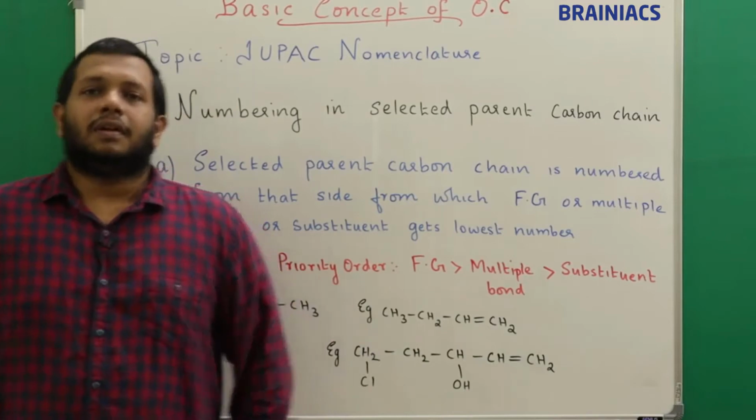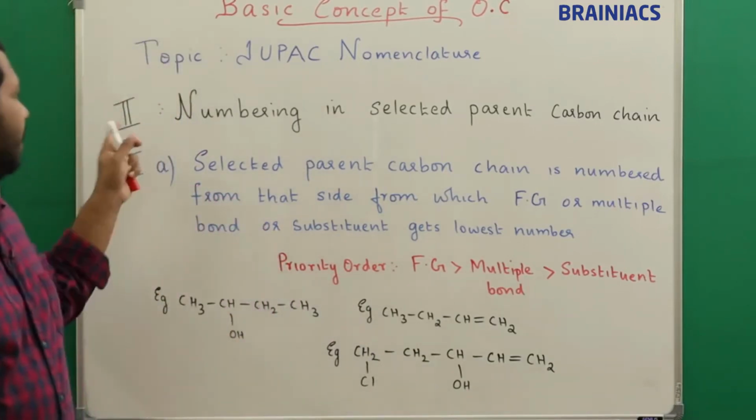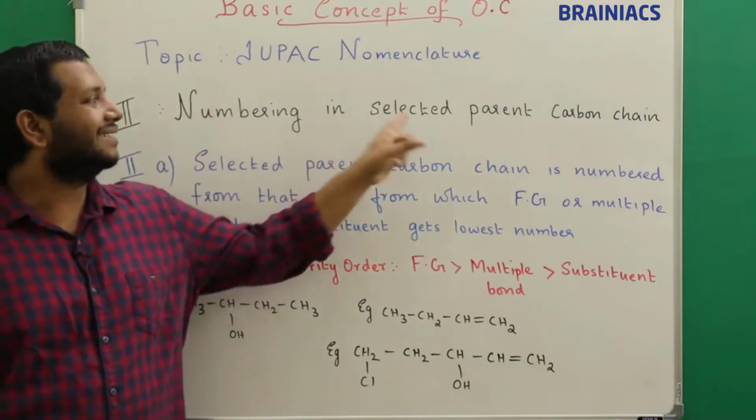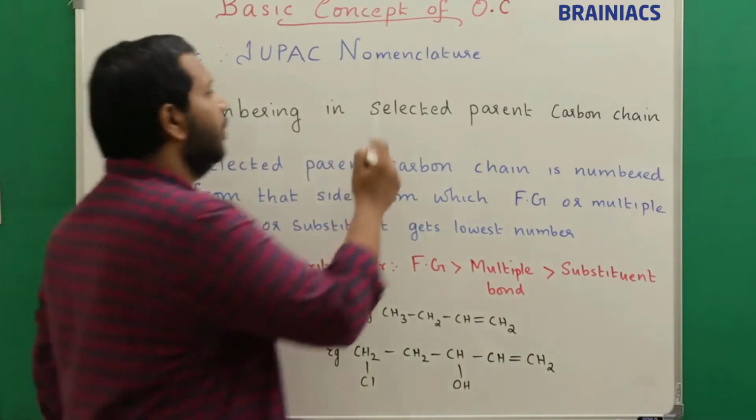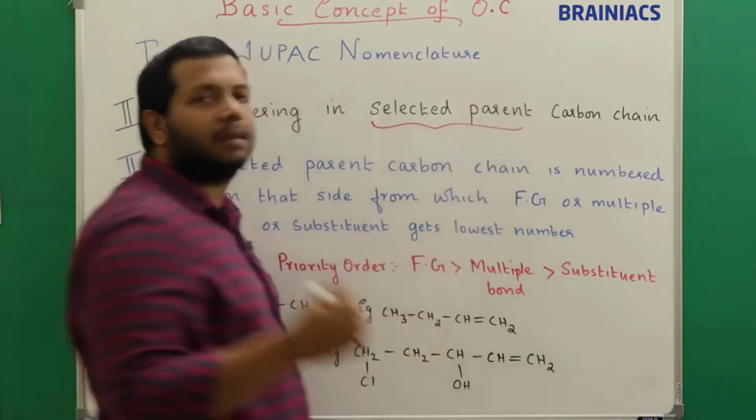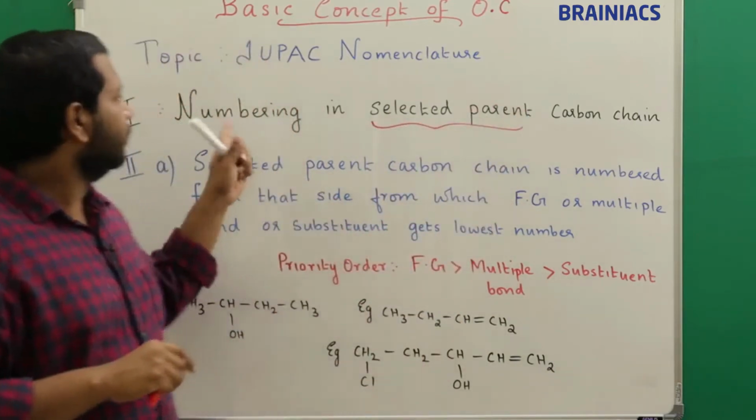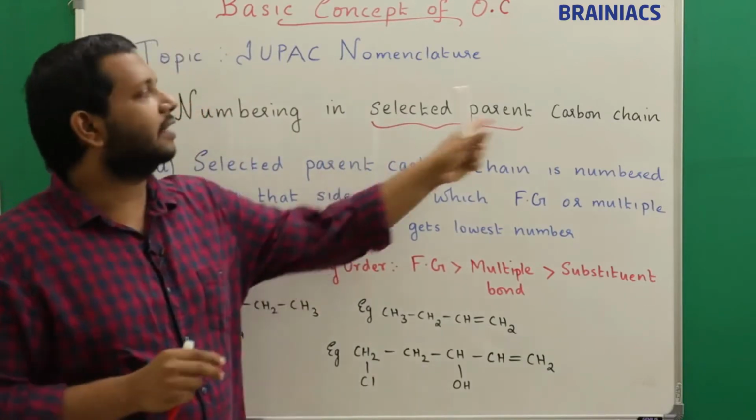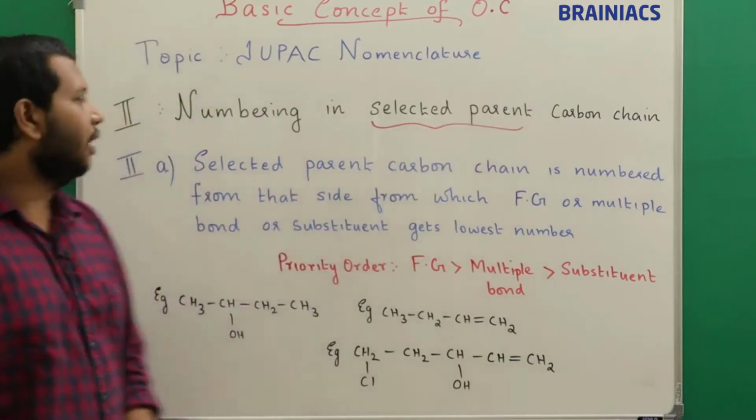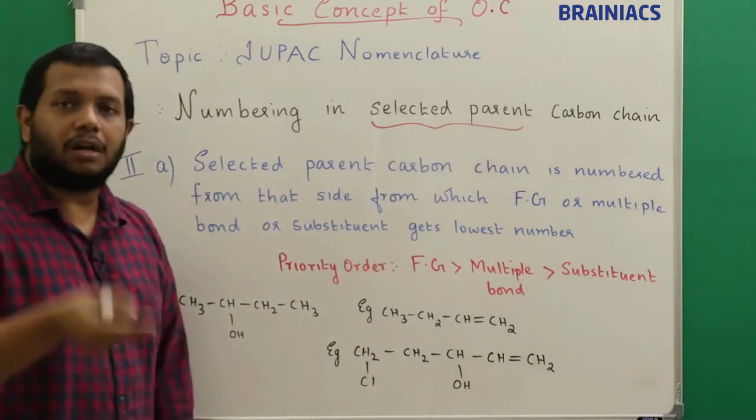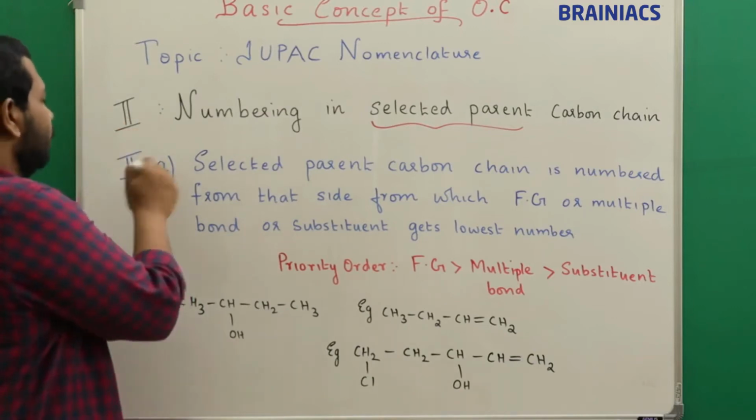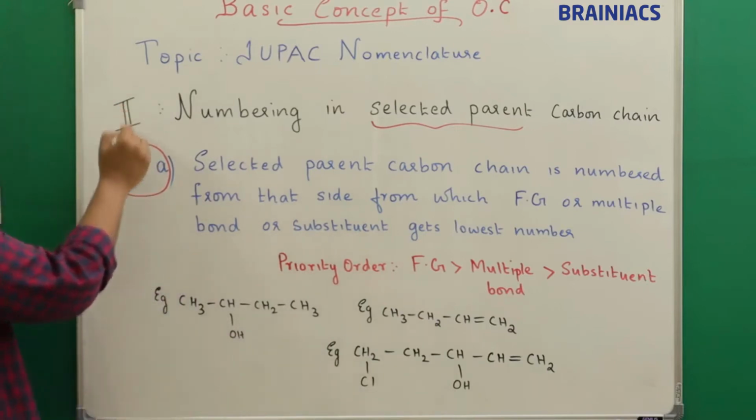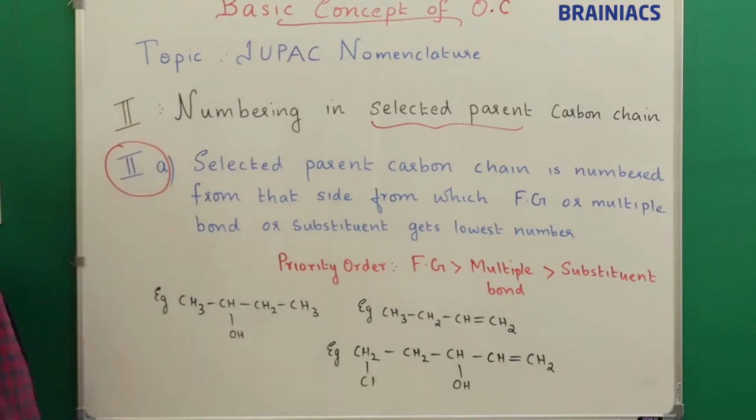Okay, hi students, so let's see the main rule 2. So main rule 2 speaks about what? Numbering in the selected parent carbon chain. So in the first rule you have selected the parent carbon chain using some sub rules. So in the next step what are you going to do? You are going for the numbering actually, numbering of this selected parent carbon chain. Now the first sub rule under main rule 2, that's why 2A is coming. Okay, 2A, that means 2 is the main rule, under that the first sub rule A.